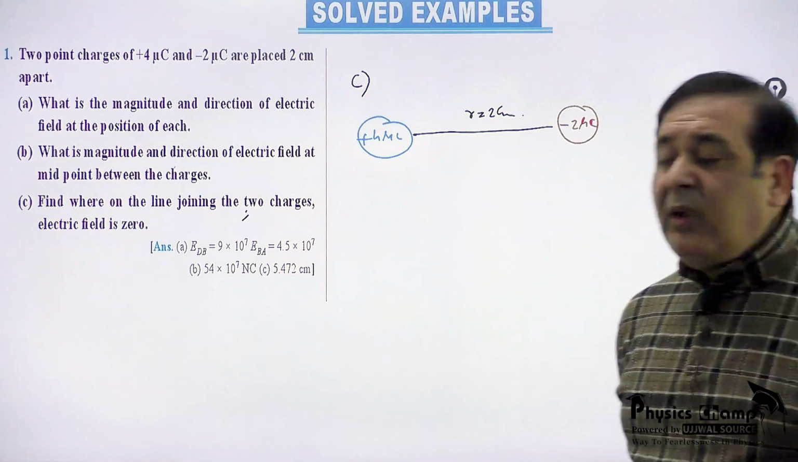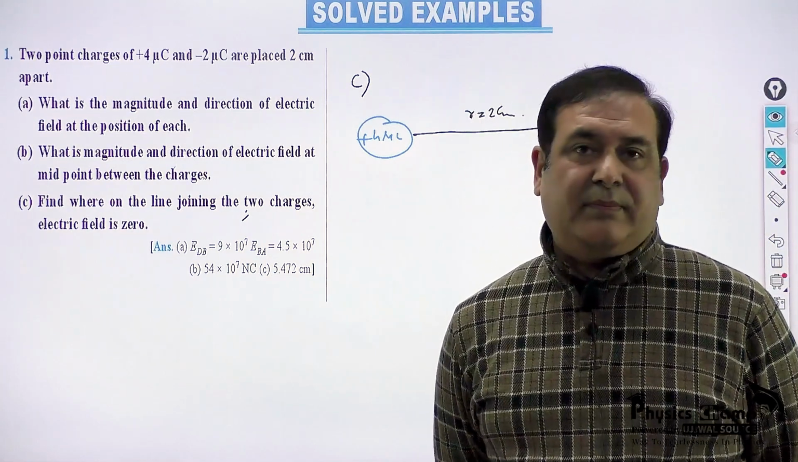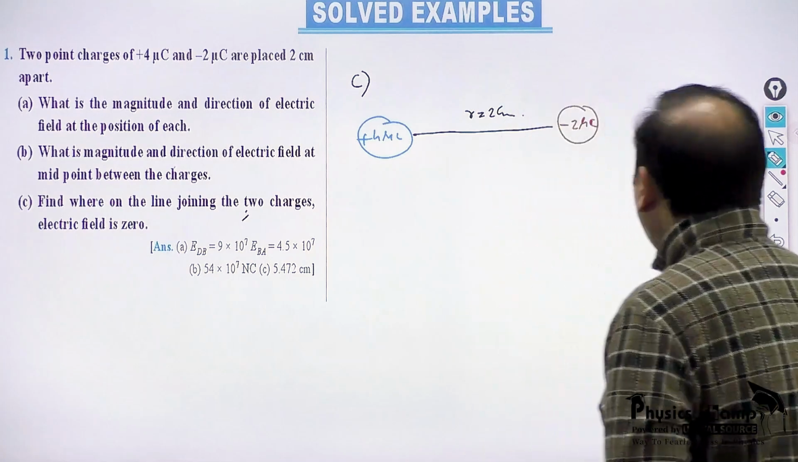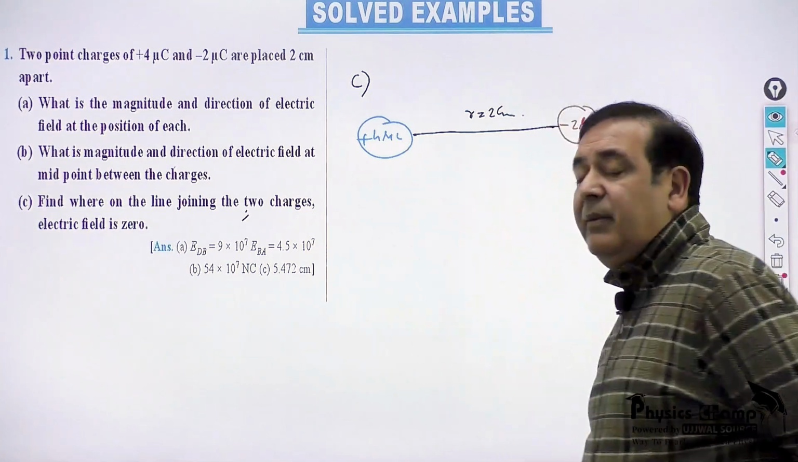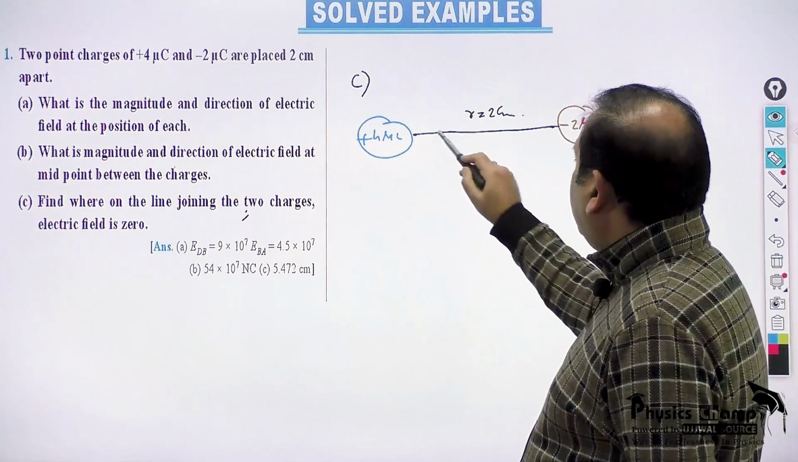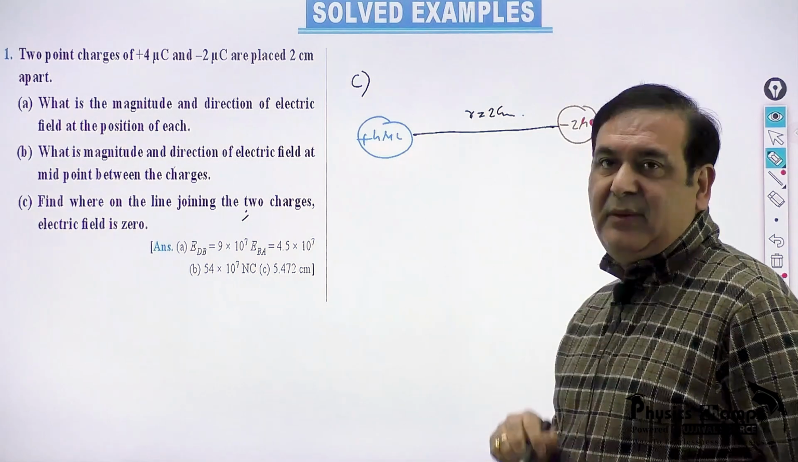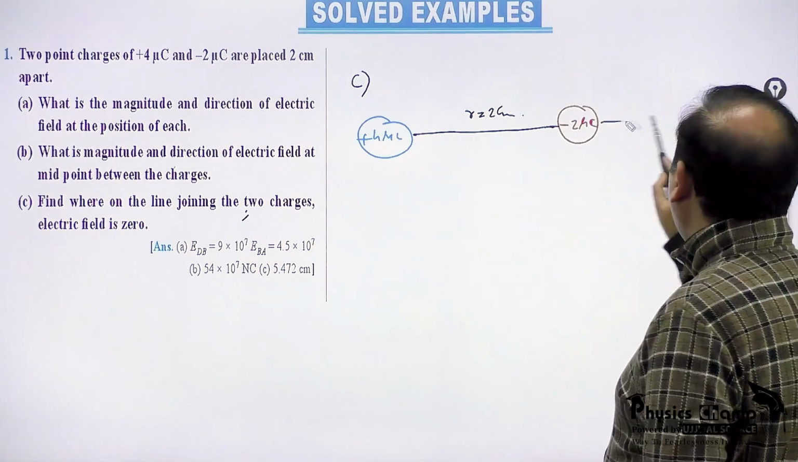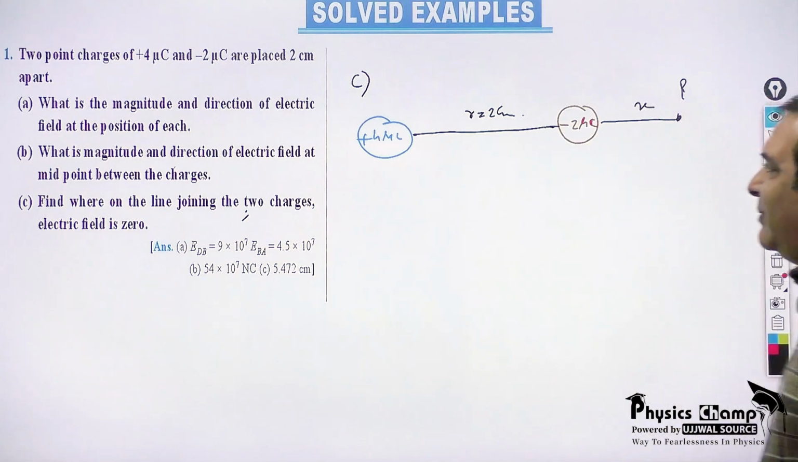But we are looking for the point on the line where the electric field is 0. So it cannot be on this line between A and B, because between them the two electric fields are adding. Both are oppositely charged. So we say maybe at a point P, which is at a distance x.